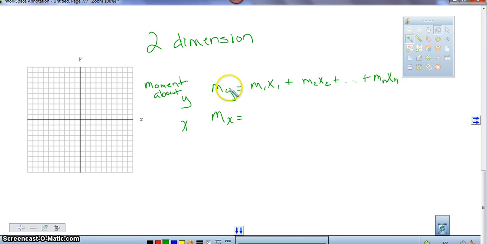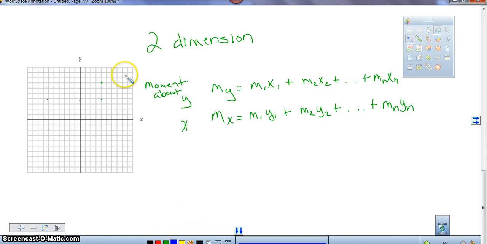And so the moment about the y-axis involves x, because the distance from the y-axis to any point I would put out here, let's say if I have a point here, the distance from the y-axis to there is an x value, so that's why I use x's. So the moment about the x-axis would be the mass of the first object times its distance from the x-axis, so m1 y1 plus m sub 2 y sub 2, and it keeps going however many terms you end up with, mn y sub n.